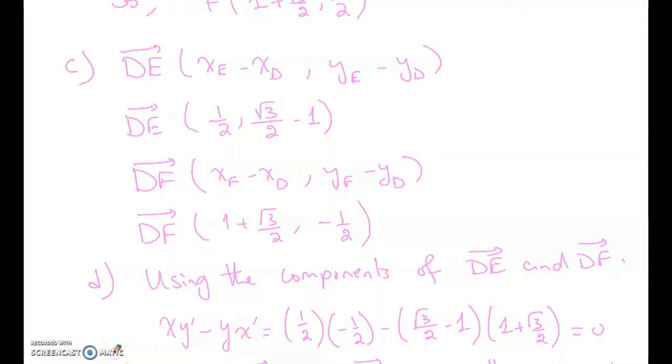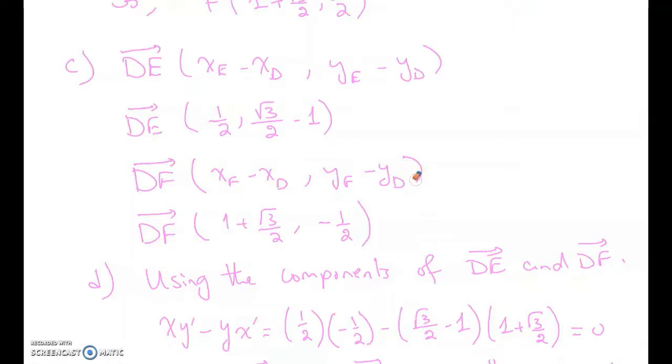Part C, find the coordinates of DE and DF. So we apply the rule for finding the components of a vector. DE is XE minus XD, YE minus YD. We substitute and do the calculations. We do the same thing for DF. And we find the components of the vectors DE and DF.